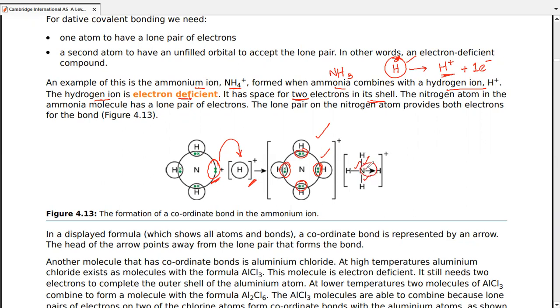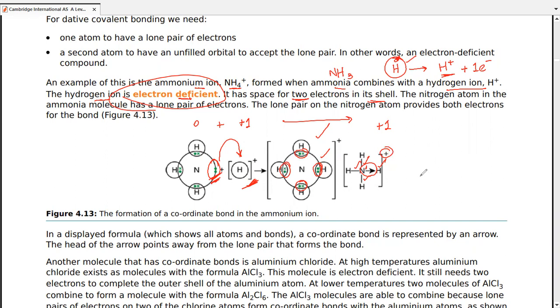Again, the tail of the arrow represents the donor or the one that had the lone pair. And the head of the arrow represents the acceptor or the one that we have been calling the electron deficient species. Remember, this one had no charge. This one was a compound. It's neutral. This one has a plus one charge. And when both of these are added, we formed a compound with a plus one charge. So remember, we balanced the charges as well.